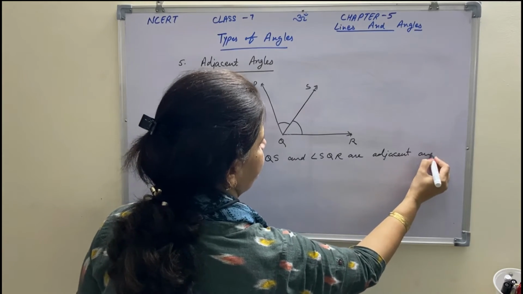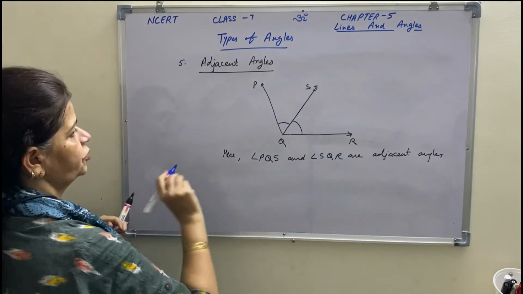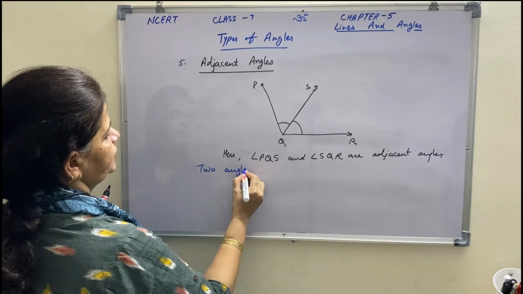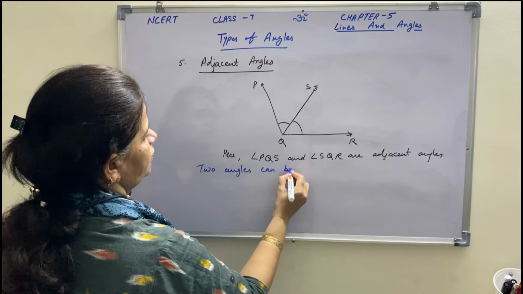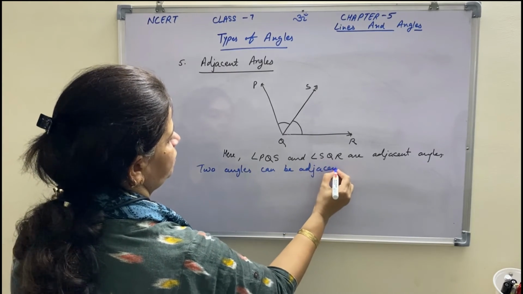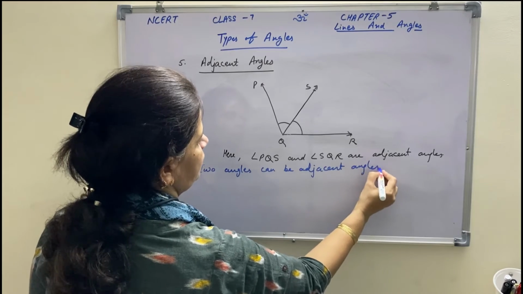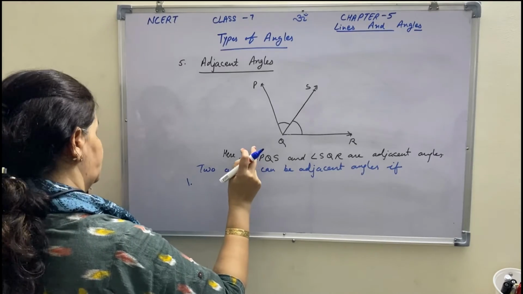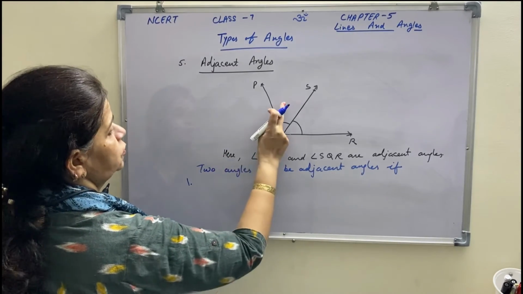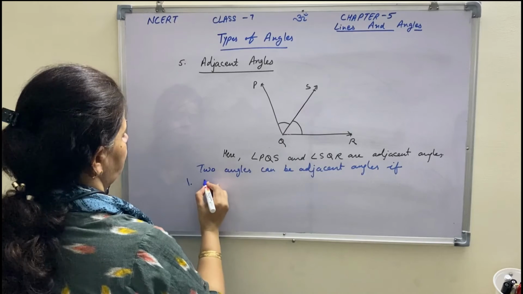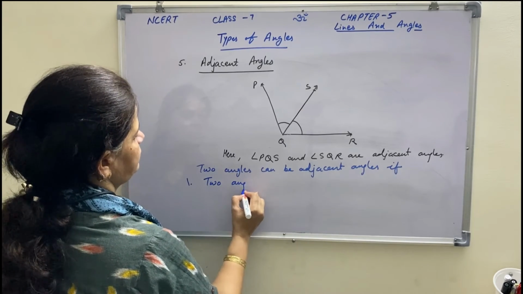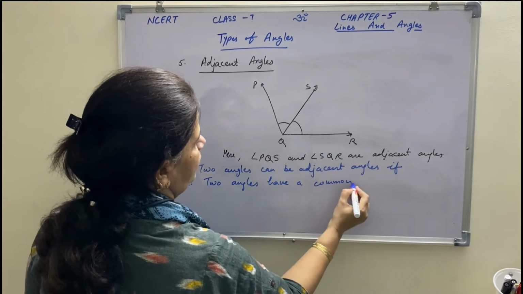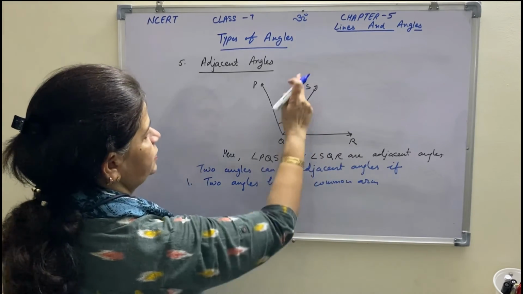And what is the definition? For adjacent angles, three properties should be there. Two angles can be adjacent if, number one, what is the first property? They have a common arm. Two angles have a common arm, and here the common arm is QS.